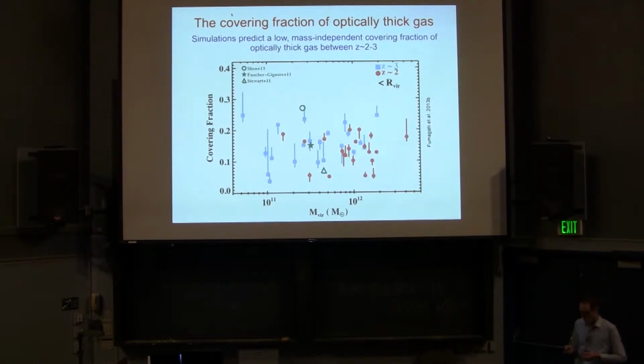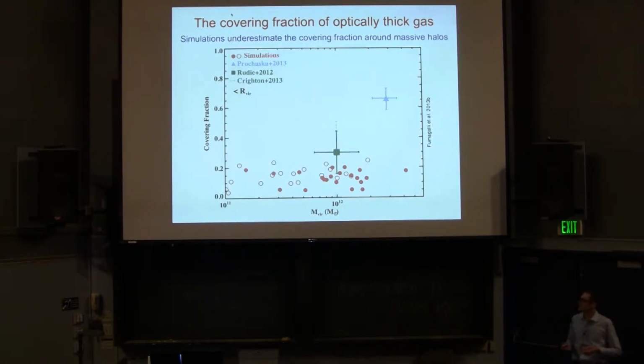How does this compare to actual observations? This is shown here. This is the covering fraction as a function of halo mass, the same plot. Simulations are now down here. Again, open circle at redshift 3, filled circle at redshift 2. And I'm now adding some observed points to this plot. Here in green, you see the covering fraction around Lyman-alpha bright galaxies. This is work done by Gwen Rudie and collaborators, Neil Crighton and collaborators. And so you see they infer a covering fraction of about 30% or so. This seems to be slightly higher than what is captured in this numerical simulation.